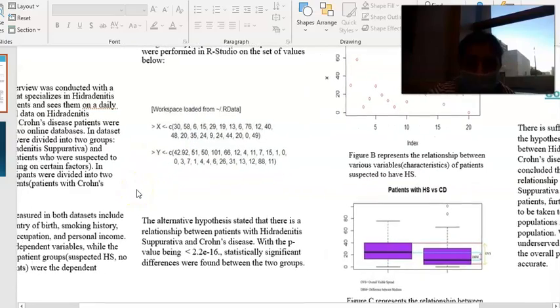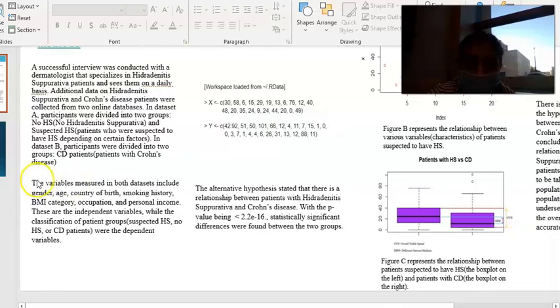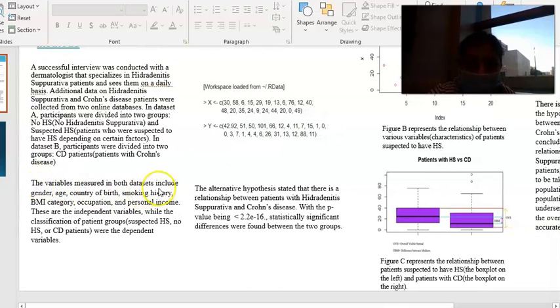And as you can see on my poster, the variables measured in both datasets include gender, age, country of birth, and smoking history, and these are the independent variables, while the classification of patient groups, suspected HS, no HS, or CD patients, were dependent variables.